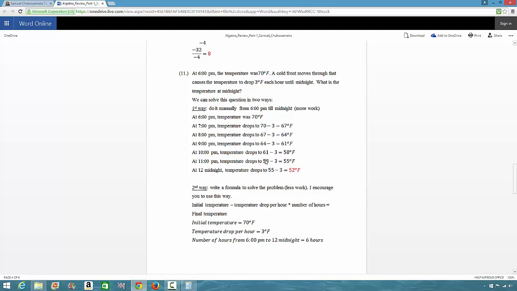Okay, we can do it manually. At 6 p.m. the temperature was 70 degrees Fahrenheit. So each hour, the temperature will drop 3 degrees Fahrenheit. So that will be 70 minus 3, 67. At 7 p.m., after 1 hour, you have 70 minus 3, 67. 8 p.m., after another hour, 67 minus 3, 64. 9 p.m., after another hour, 64 minus 3, 61. And by 12 midnight, you have 52 degrees Fahrenheit.